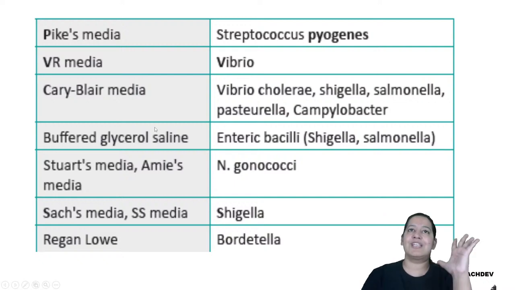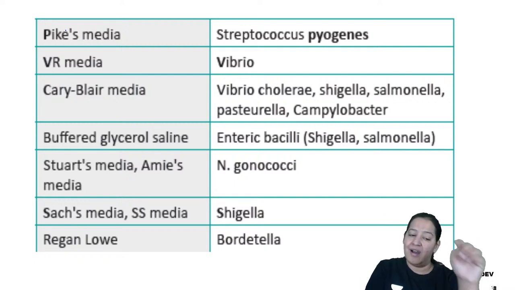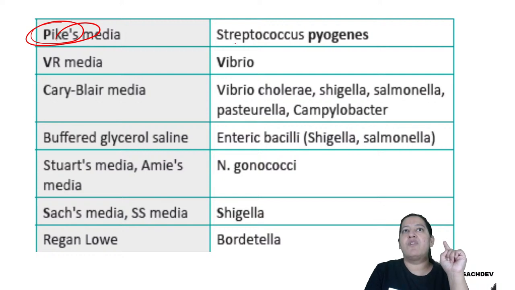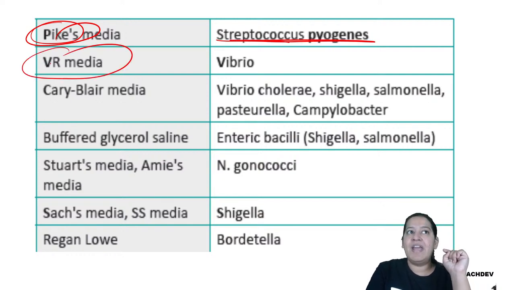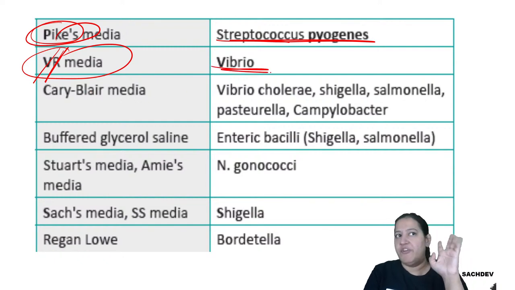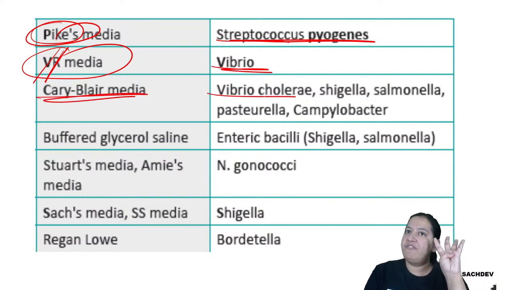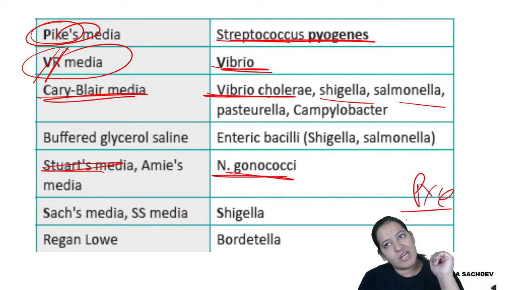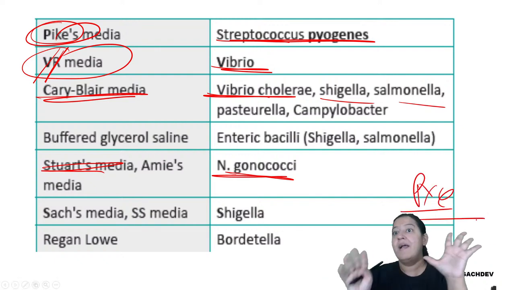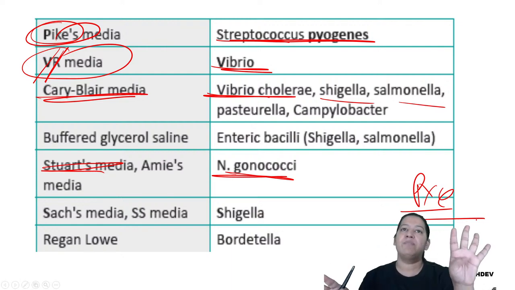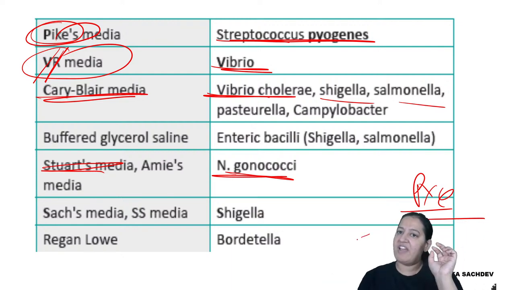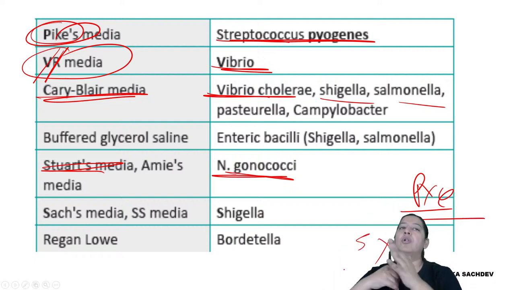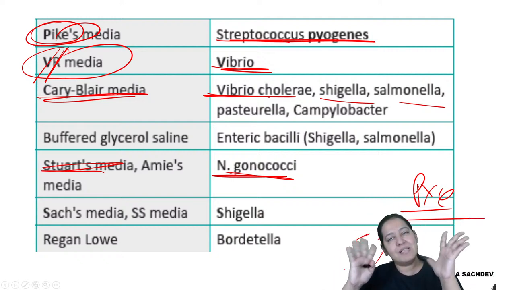So these are the 6 transport media. Pike's media, learn, very important. Pike's media is used for Streptococcus pyogenes. VR media, Venkataraman Ramakrishnan, VR, is used for Vibrio. Cary-Blair media, again for Vibrio, Shigella, Salmonella. And Stuart media for gonorrhea. Questions have come on all of these, PYQs, you can check. I'm not bluffing. You will find these PYQs not only in FMGE but in other exams also. If you do the 5-year questions of all exams, you will find questions on all of these. So these are the examples of transport media.